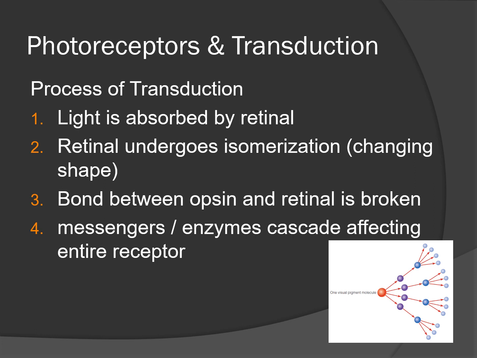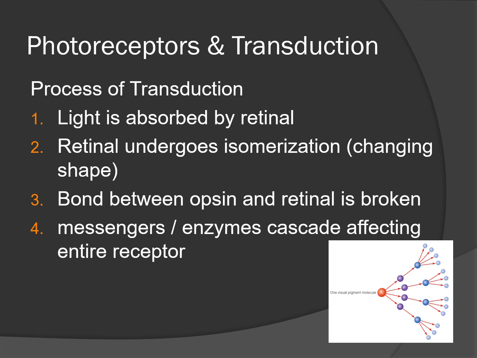Look at this process of transduction. The light is absorbed by the retinal. The retinal undergoes isomerization, which basically just means changing shape in this chemical sense. And the bond between the opsin and the retinal is broken, and that causes an enzyme cascade that we're going to say affects the entire receptor. And we usually talk about this as affecting other retinals so that the same process happens, and so the whole rod fires. It's a tiny bit different than that, but we're going to leave that.